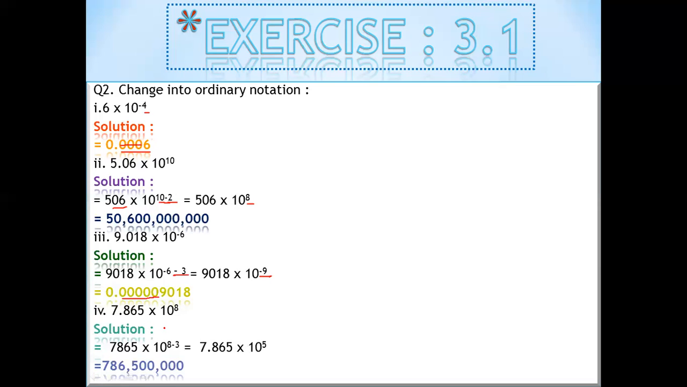The last part of this, again we remove the decimal, change the power of 10. Now there is no decimal here. We have 7865 multiplied 10 raised to the power 5. In the answer we put 5 zeros.